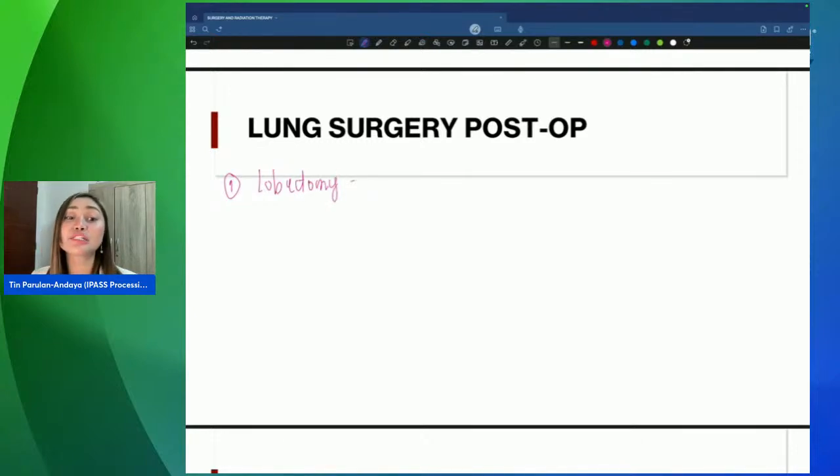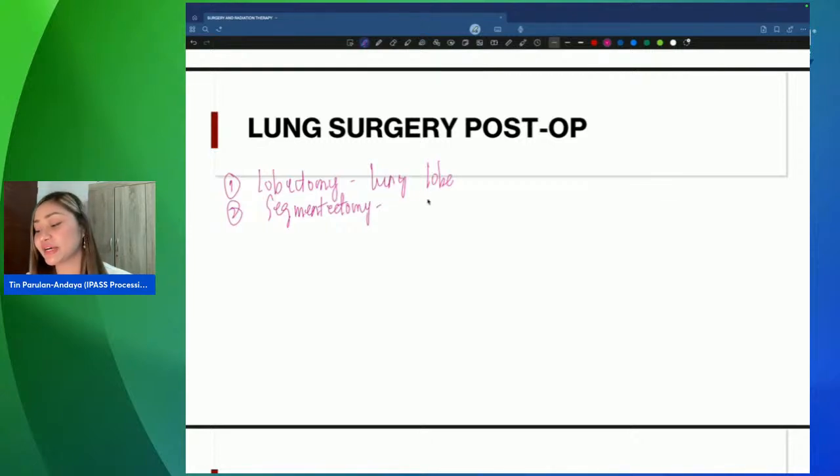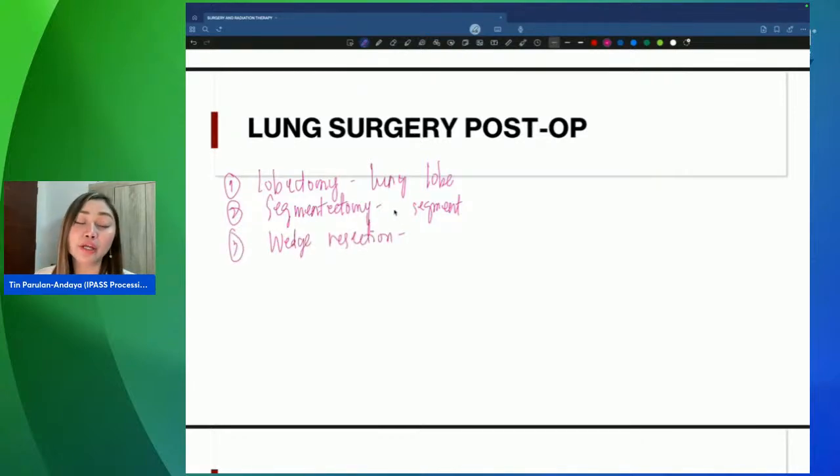So what is this? This one is the removal of a lung lobe. Next, we also have your segmentectomy. This one is the removal of a segment. Next, we also have your wedge resection. What is this? Your wedge resection is the removal of a small, localized piece, often for biopsy. And we have your pneumonectomy.